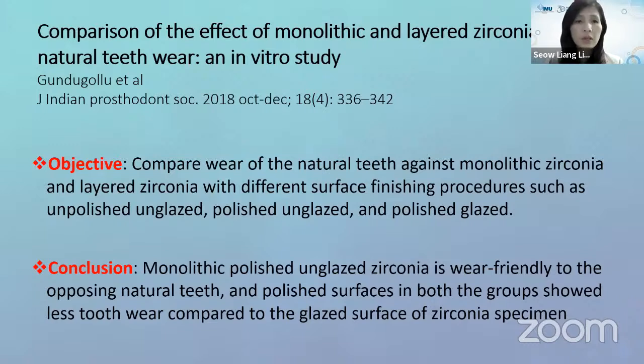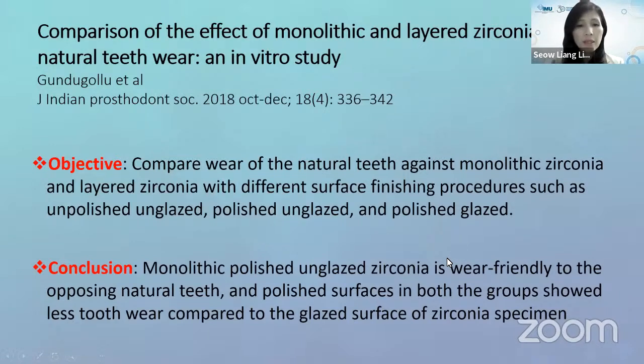And sometimes in order to get better aesthetic outcome, as we all know, zirconia tend to be more opaque, although nowadays the 5Y, the 5% yttrium contained zirconia tend to be more translucent. But for the technician to achieve high aesthetic outcome, sometimes they layer it to give a better translucency. So comparing the monolithic and then layer and various finishing procedures, unpolished, unglazed, polish, unglazed, and polish and glaze.